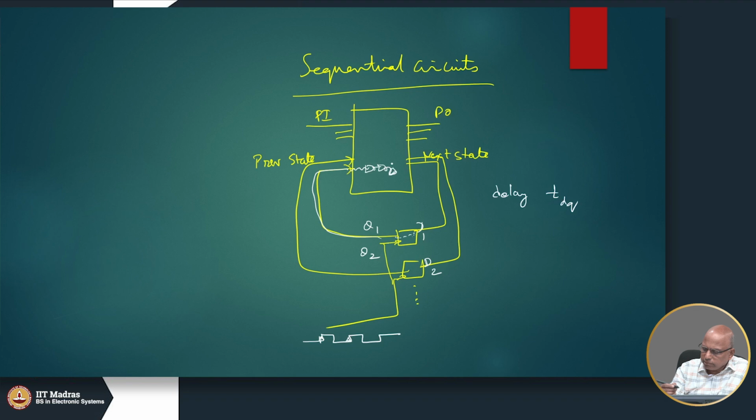Okay, let me draw it properly. Maybe there is a wire, then gate, wire, gate, okay. And ultimately it will, let us say, come to this guy. So this is called a launch edge. So D1 was copied to Q1 here, somewhere here.